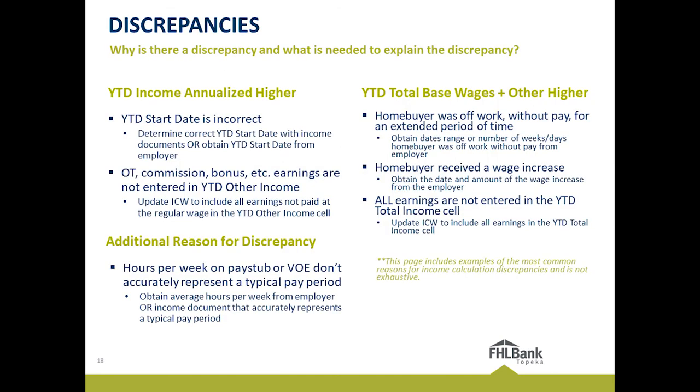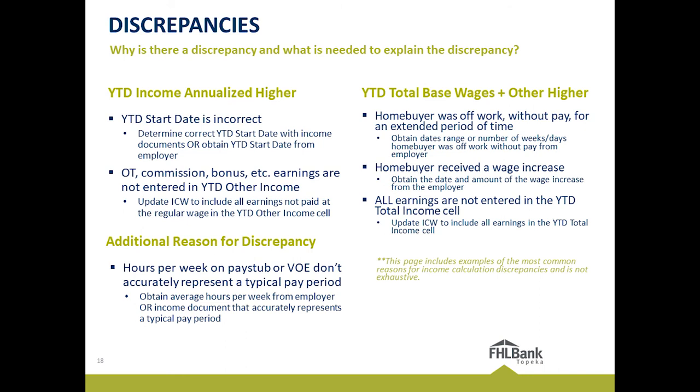Determining what is causing your discrepancy can assist you when calling your employers. Determine which calculation is higher, year-to-date income or base wages. If the year-to-date income is higher, check the year-to-date start date and ensure year-to-date other income was included in that section. If the base wages is higher, was your homebuyer off work unpaid? Did the homebuyer receive a raise? Was the year-to-date total income entered into the workbook correctly?